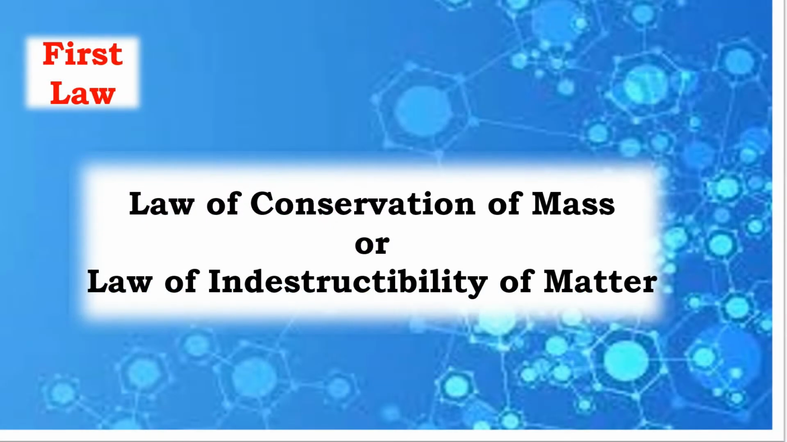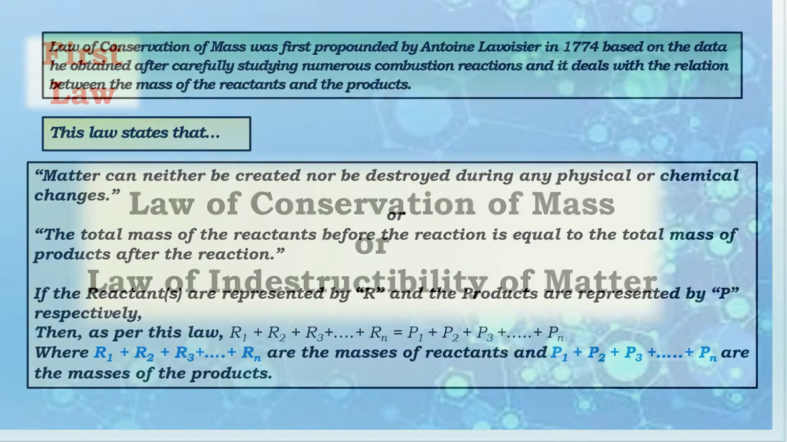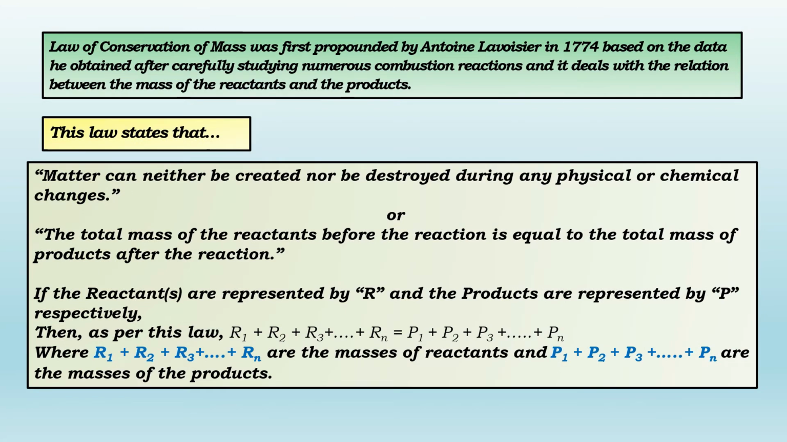First law, law of conservation of mass or law of indestructibility of matter. Law of conservation of mass was first propounded by Antoine Lavoisier in 1774 based on the data he obtained after carefully studying numerous combustion reactions, and it deals with the relation between the mass of the reactants and the products. This law states that matter can neither be created nor be destroyed during any physical or chemical changes, or the total mass of the reactants before the reaction is equal to the total mass of products after the reaction.